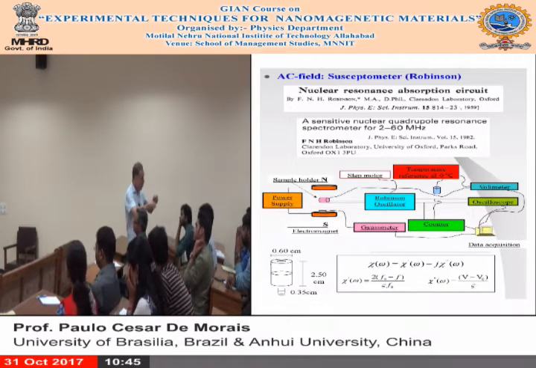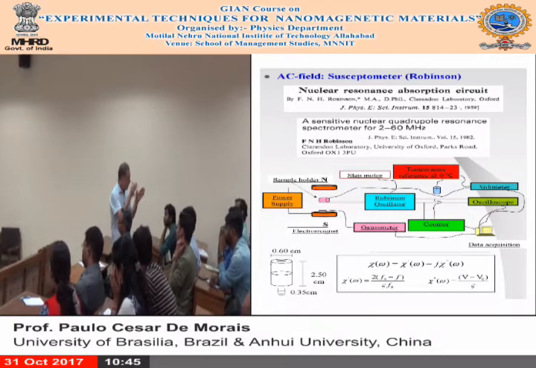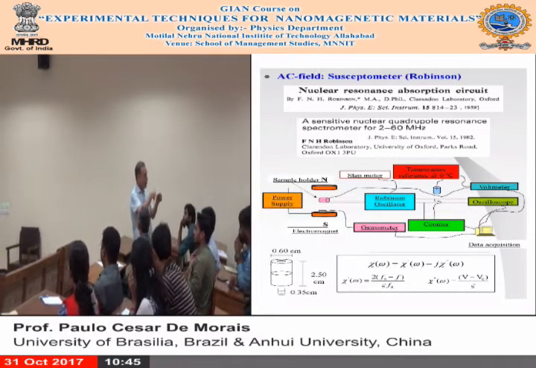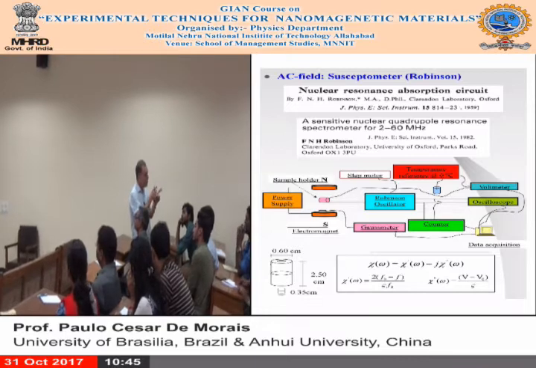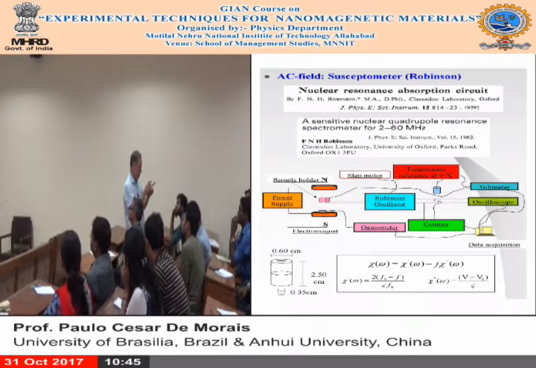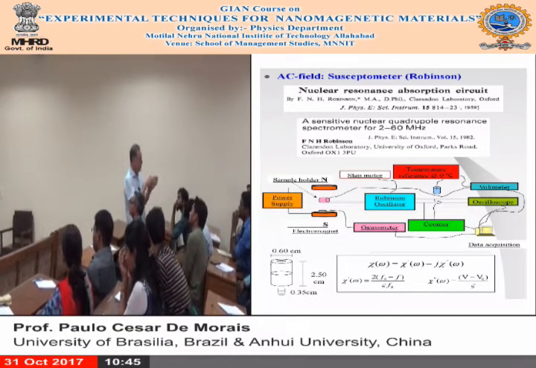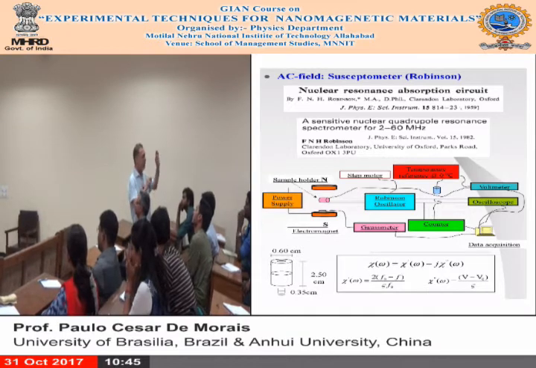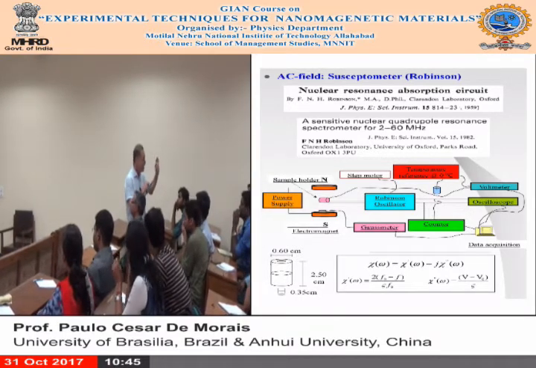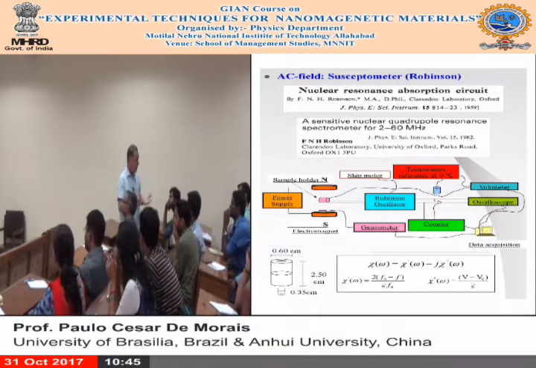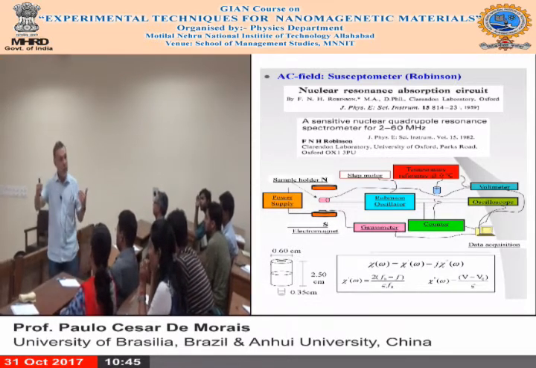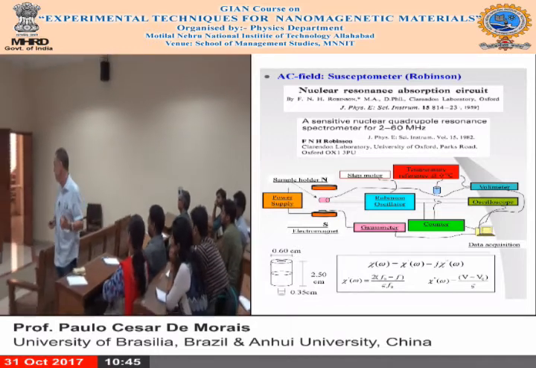Once you make your coil, you cannot move the frequency very much. Every coil you make operates in a narrow range. If you want to work in a different range, you have to make a different coil, with more turns, or a different thickness of wire. So you have to play with this, according to the range in which you want to measure the susceptibility.